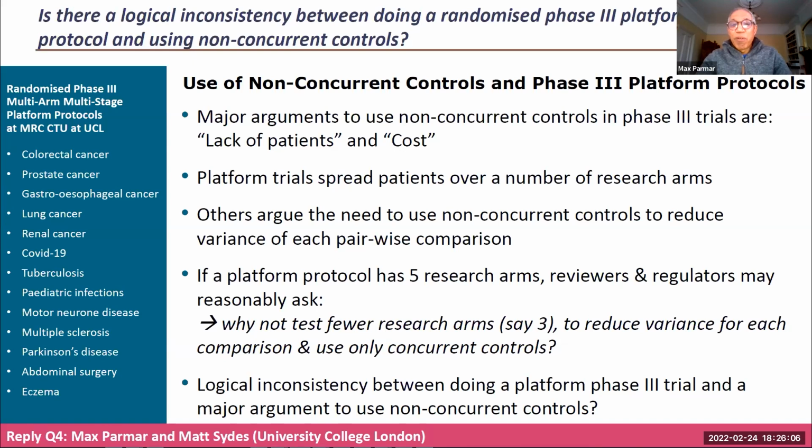So I think there is a real logical inconsistency between doing a platform trial, having a number of concurrent ongoing arms, and then setting a major argument to use non-concurrent controls. I don't think that argument has been so perhaps clearly made before. And whenever we've looked at it hard, we always come down on the fact that if we want to persuade the world that we've got a robust and resilient and reliable result, we use concurrent controls. Thank you very much.